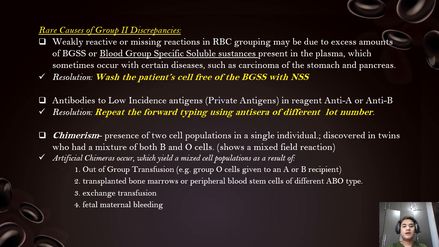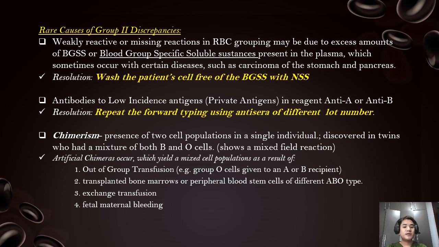The following are the rare causes of the group 2 discrepancy. The first one is due to an iatrogenic cause, like in conditions of gastrointestinal-related origins such as carcinoma of the stomach and pancreas.